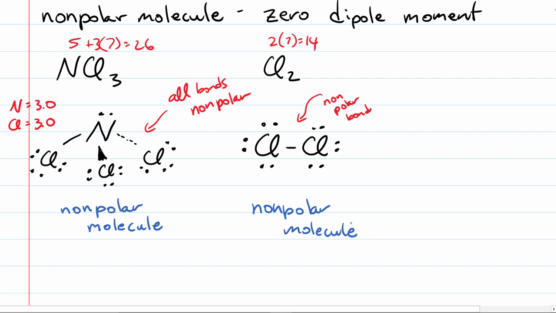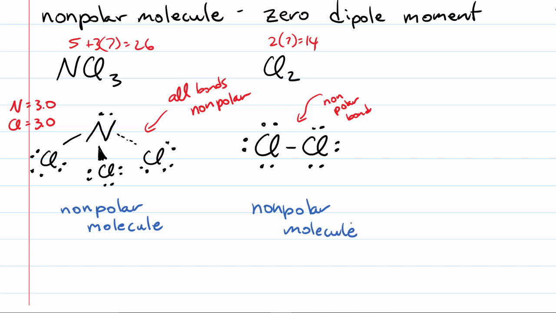And by the way, when you look at these electronegativities, we consider each bond separately. So we compare 3.0 to 3.0, then we look at this bond, 3.0 to 3.0, then this bond, 3.0 to 3.0. So even though this nitrogen is bonded to 3 different atoms, we don't divide this electronegativity by 3. We simply consider each bond by comparing the electronegativities in each bond that is present.